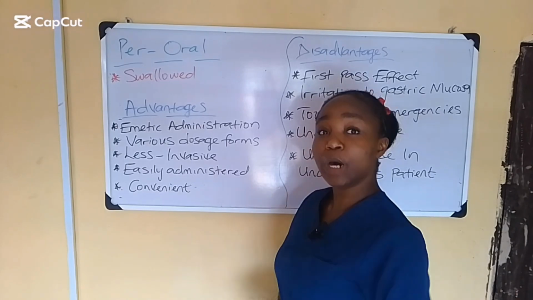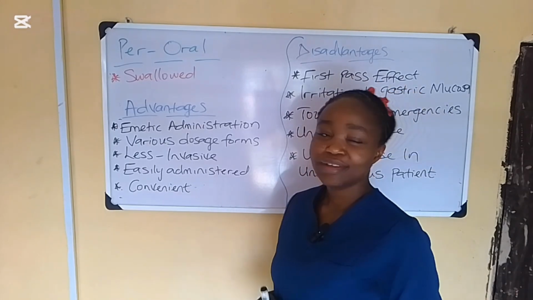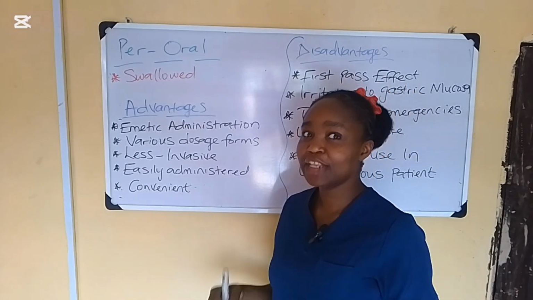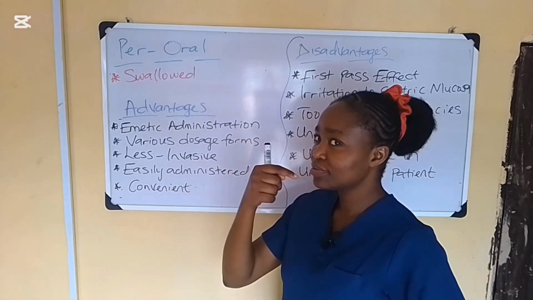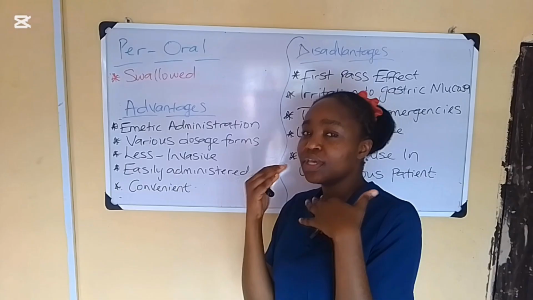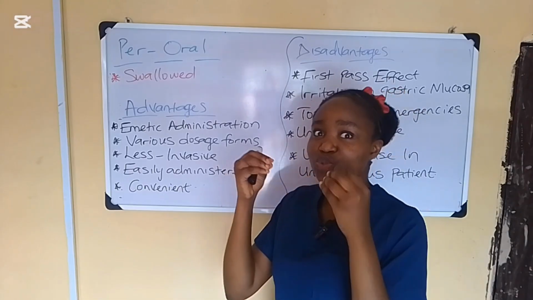Now let's move into per oral drug administration. So like I said, and I've always been saying, per oral simply means that the drug was swallowed. Not just taken orally, where it was put under the tongue or by the cheek, but swallowed.